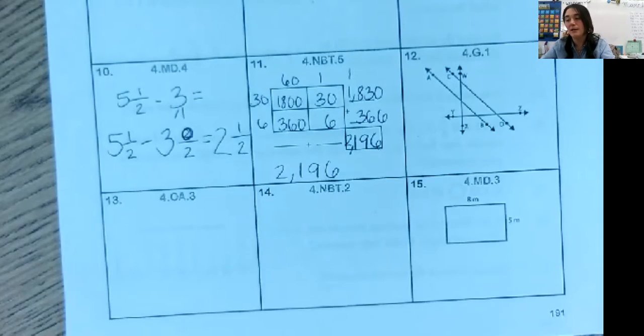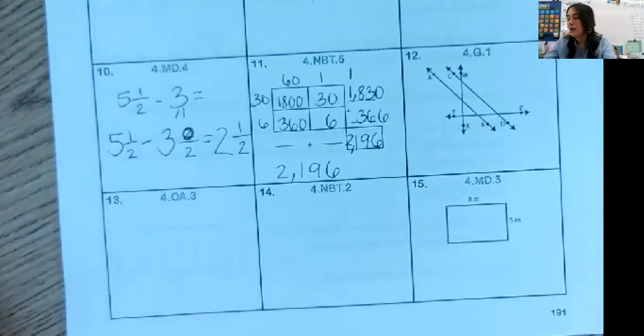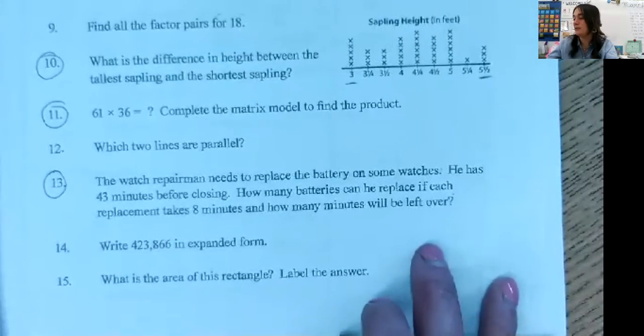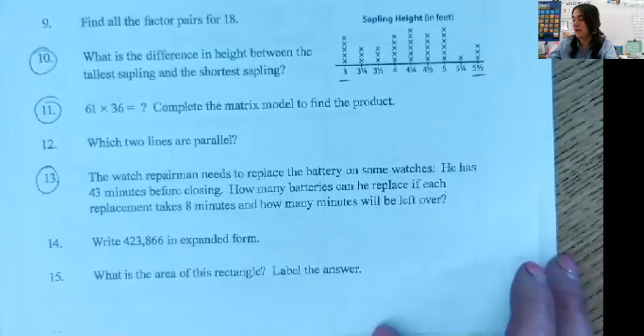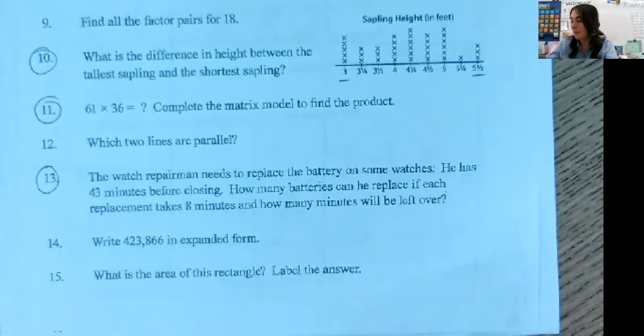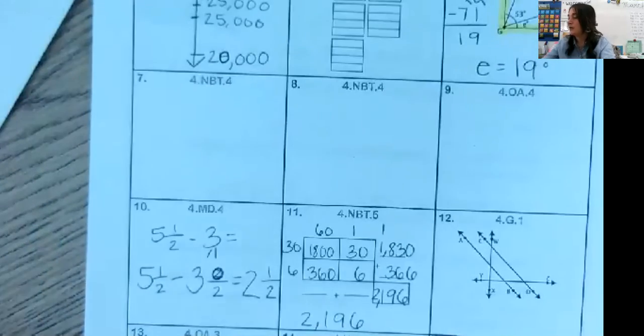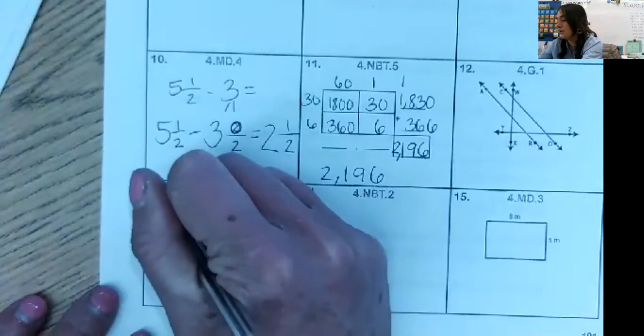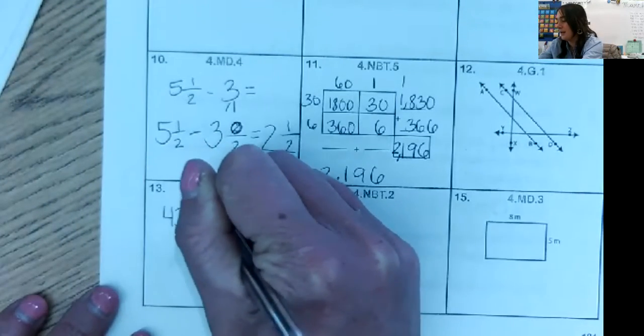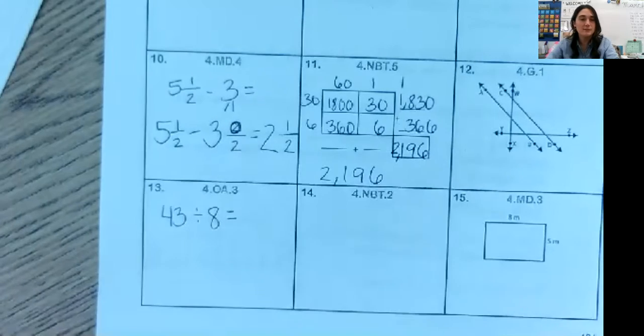Finally, I'm going down to box 13. The watch repairman needs to replace the battery on some watches. He has 43 minutes before closing. How many batteries can he replace if his replacement time takes 8 minutes, and how many minutes will be left over? So I'm thinking 43 divided by 8 equals.